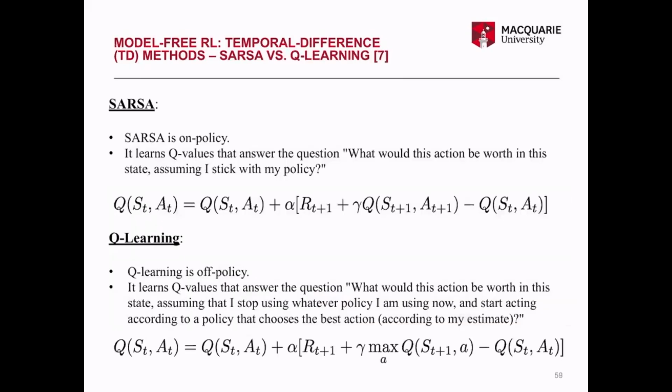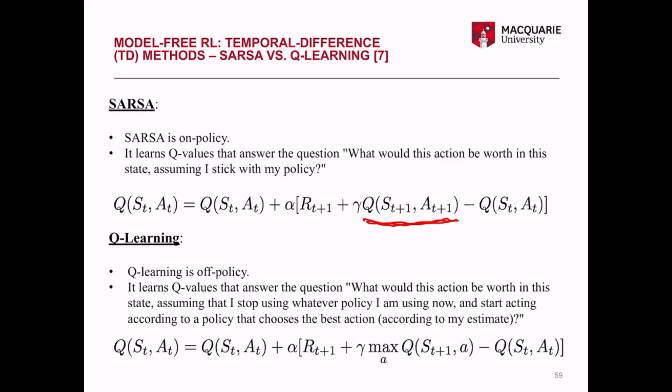Now, to sum up, SARSA is on policy. Again, it's just learning from the policy that it's following, and it learns the Q values that answer this question: what would this action be worth in this state, assuming I stick to my policy, right? I think it's very clear what that means, because it will follow its policy for updating its value. As you can see, we're committed to using our Q values in choosing the next action as well. This commitment makes SARSA on policy, meaning that it only learns from itself. But it's not the case in Q-learning, which makes it off policy.